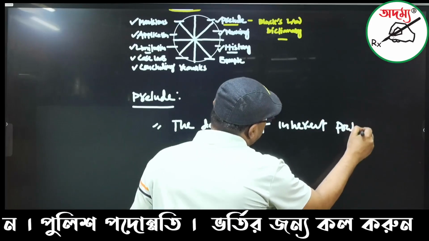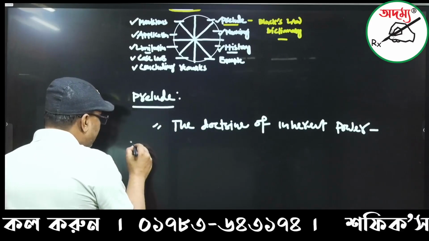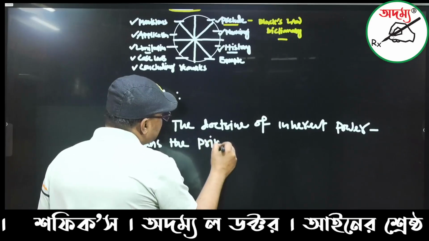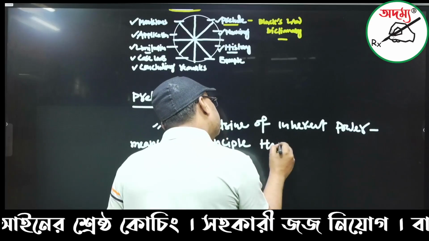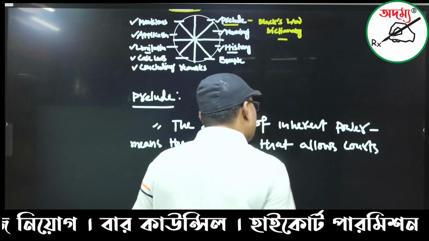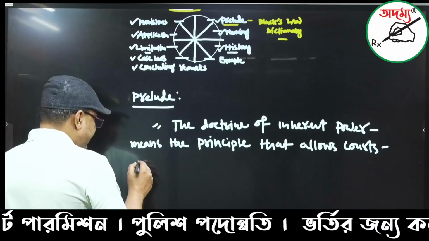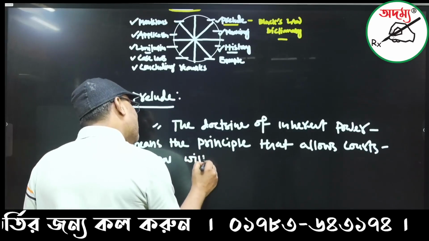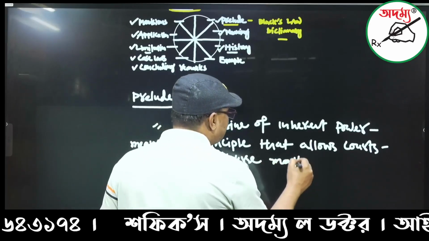This is the built-in, like this. The doctrine of inherent power means the principle. What exactly are the meanings? It means the principle that allows codes, what exactly the codes, that allows codes to deal with diverse matters. So what exactly is the meaning of diverse matters in the world?